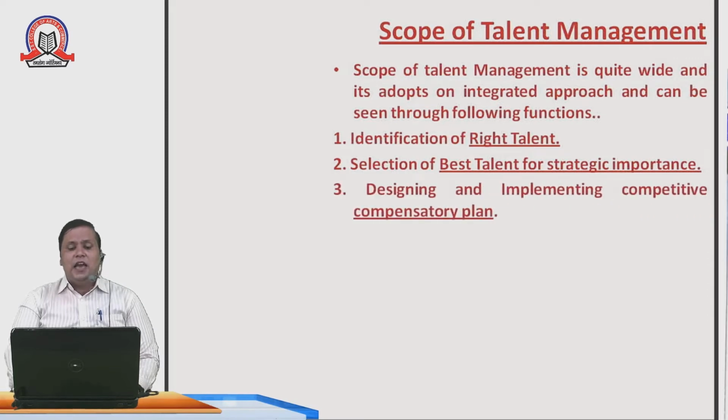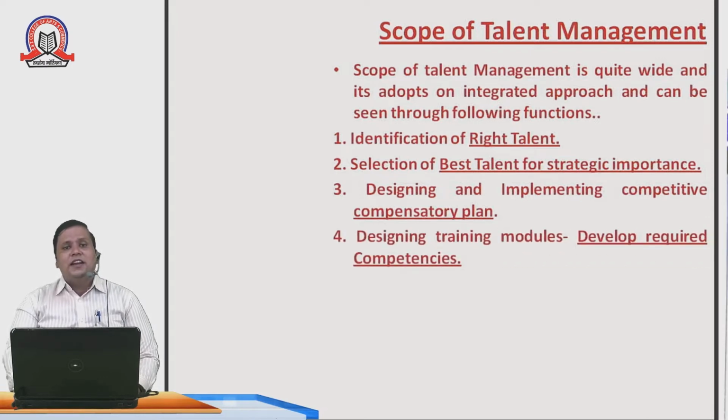Then designing and implementing a competitive compensation plan. Why is it required? Because if I hire a talent at a certain package or compensation, my compensation needs to be competitive, so that tomorrow after gaining all the skills, the person doesn't run away to my competitor or any other company just because my compensation plan is not proper or not competitive as per the market standards.